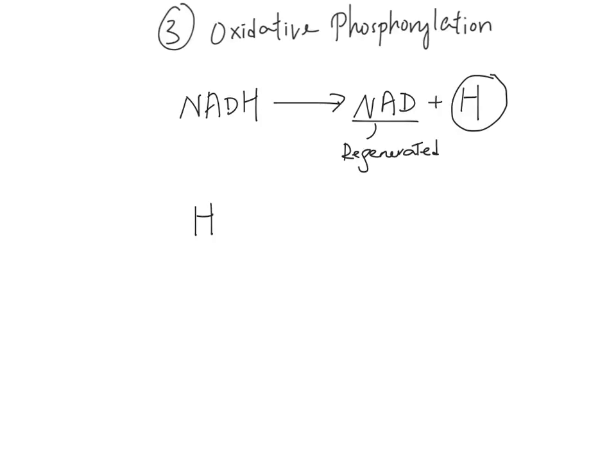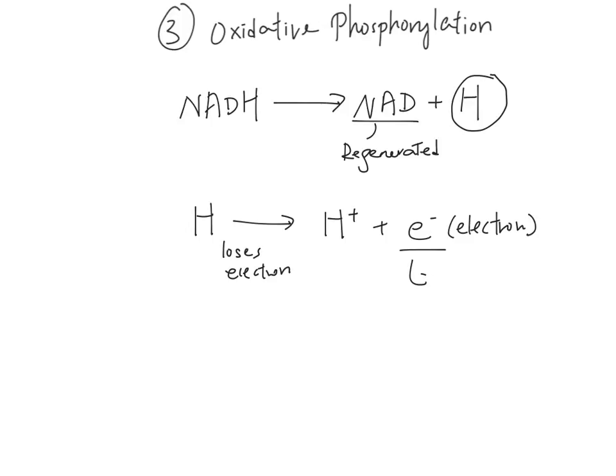Now the H is the one that would help to release more energy. So here, H atom will lose an electron. By the way, H atoms only have one electron. So it loses an electron and it becomes an H plus and also electron. You don't need to mind about the H plus. It is the electron here that would help to release energy, because right now, this electron is at an excited state.